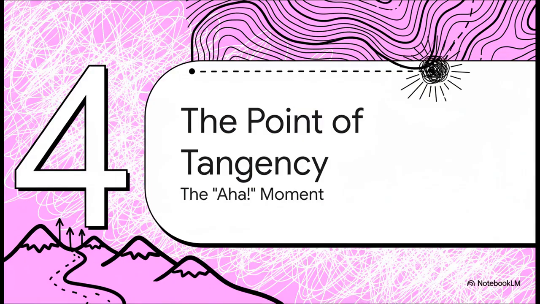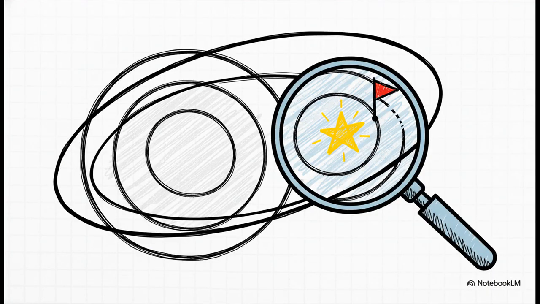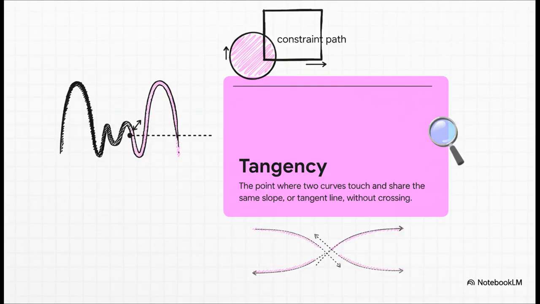And this right here, this brings us to the aha moment, the beautiful, simple, visual solution to our whole puzzle. Here it is. The optimal point, the highest you can get, happens at the exact spot where your path doesn't cross a level curve at all. Instead, it just gracefully kisses it. For one brief moment, the direction you're walking is perfectly parallel to a line of constant altitude. This geometric kissing point has a formal name, of course. We call it a point of tangency. It's that one spot where our path and a level curve just touch, sharing the exact same direction at that one specific point. This visual is the key to everything.